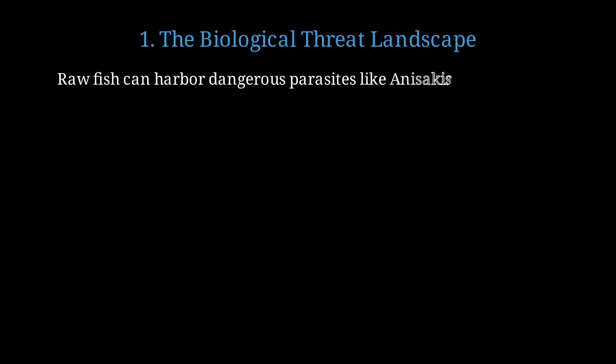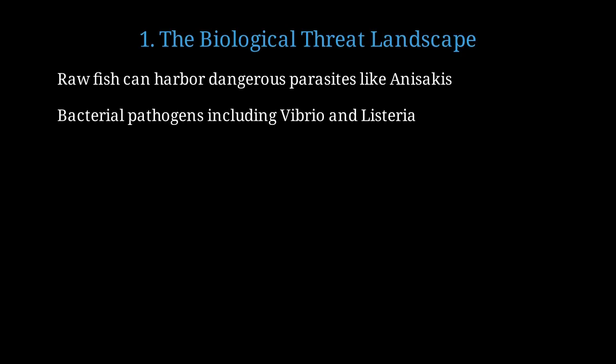Raw fish, particularly marine species, can harbor dangerous parasites, such as Anisakis simplex, which are nematode worms that can cause severe gastrointestinal illness in humans. Additionally, bacterial pathogens like Vibrio species and Listeria monocytogenes pose significant health risks, especially in immunocompromised individuals. Here's a simplified representation of an Anisakis larva, a parasitic nematode commonly found in marine fish. These organisms can survive in the human digestive tract and cause painful infections.